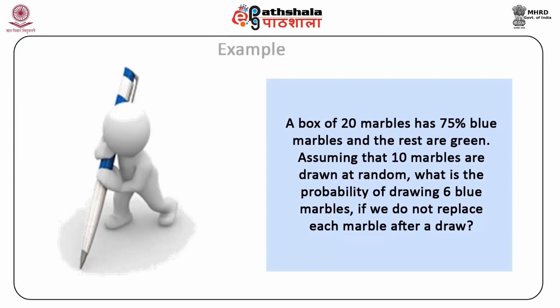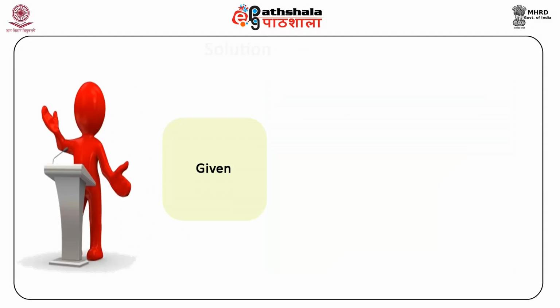A box of 20 marbles has 75% blue marbles and the rest are green. Assuming that 10 marbles are drawn at random, what is the probability of drawing 6 blue marbles if we do not replace each marble after a draw? Given capital N is equal to 20, small n is equal to 10, capital M is equal to 15 and x is equal to 6.